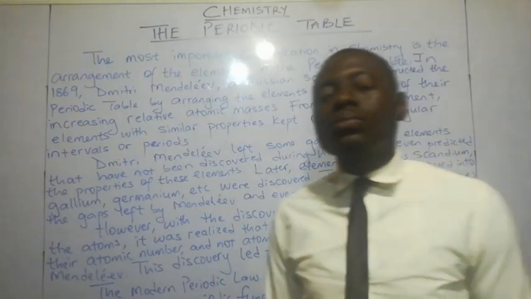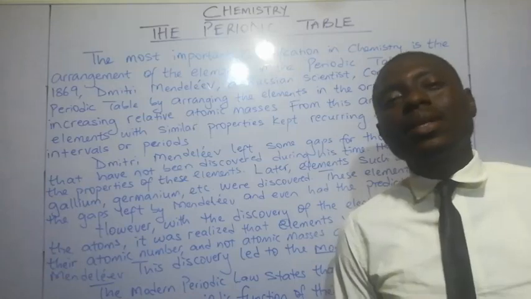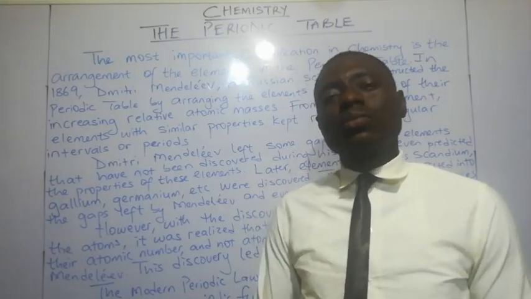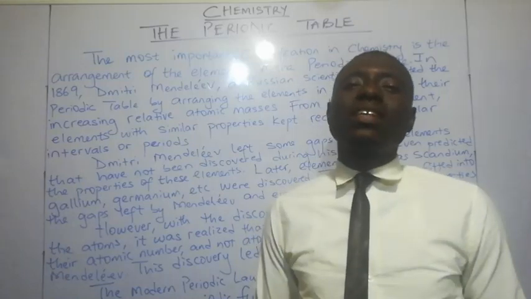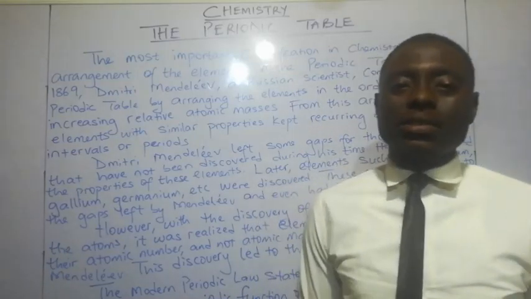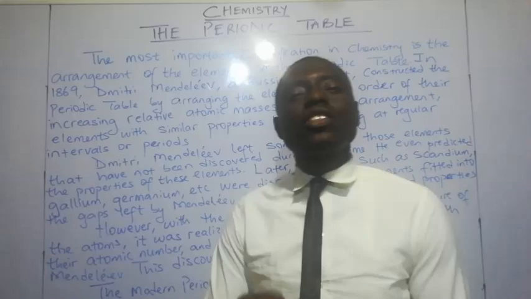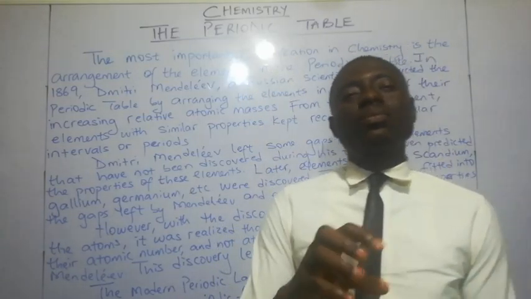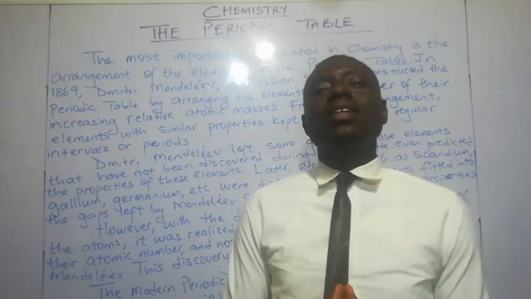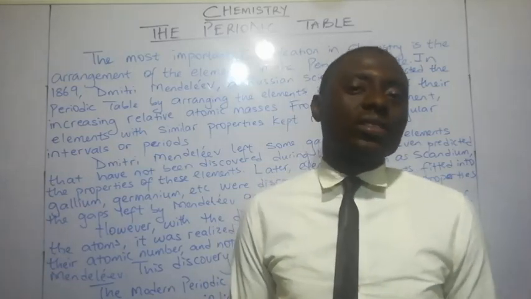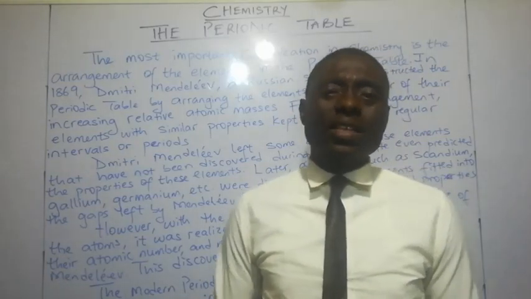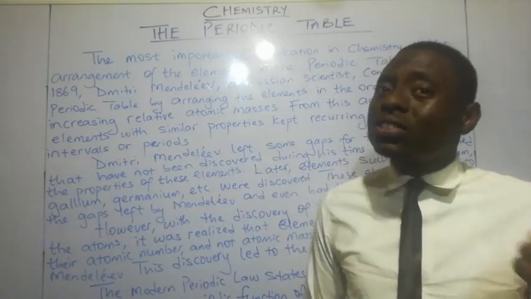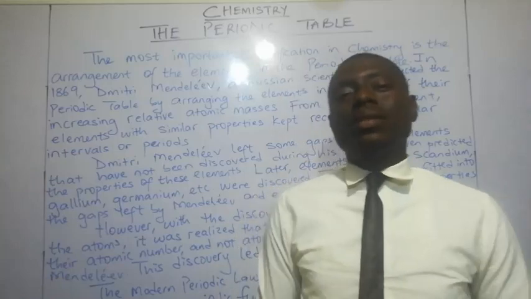So, when Dmitry Mendeleev was arranging the elements on the periodic table, he saw that there should be some gaps somewhere because those elements had not been discovered yet during his time. So he left the spaces for those elements. And he didn't just leave the spaces, he even predicted the possible properties of those elements that were not discovered.